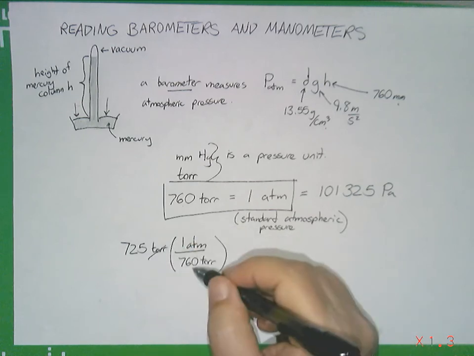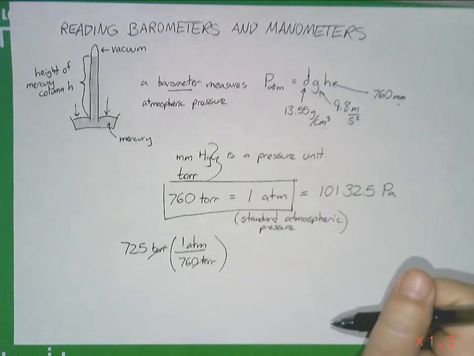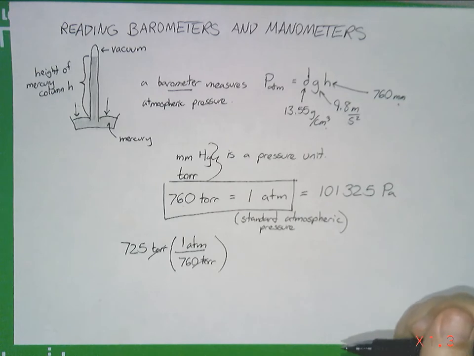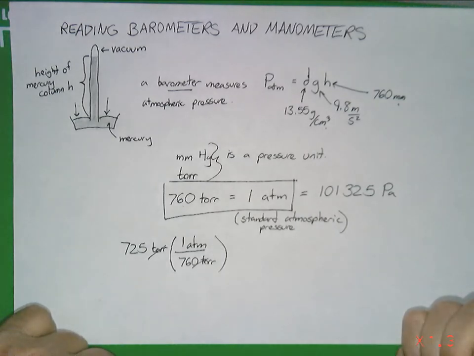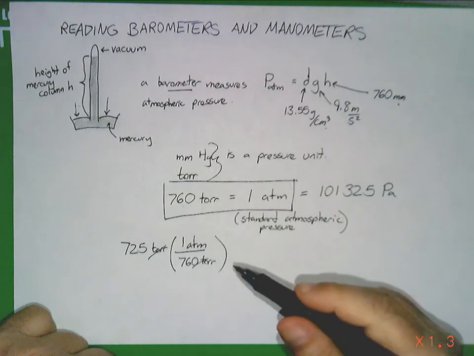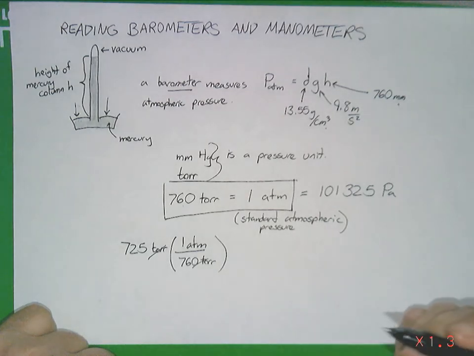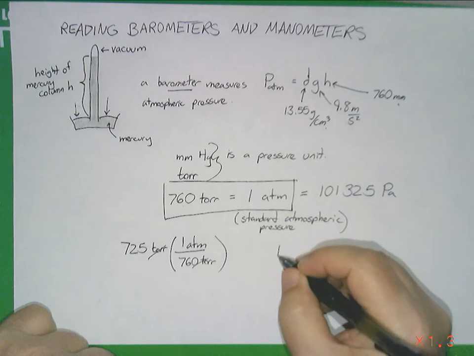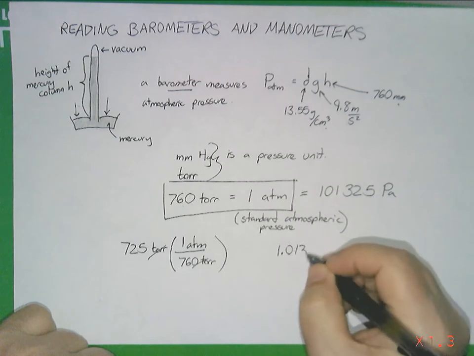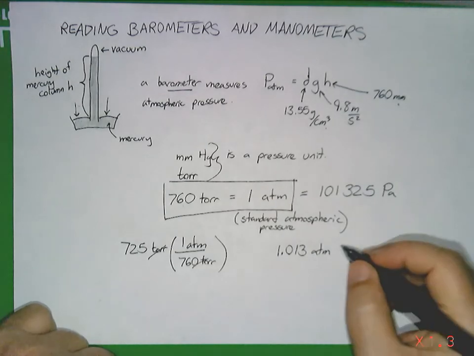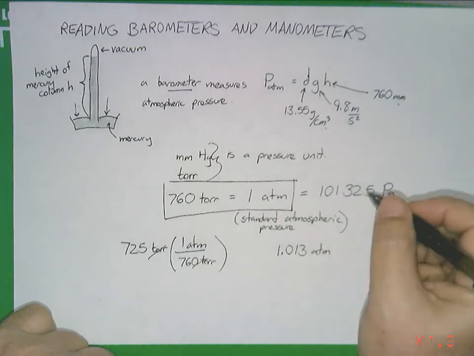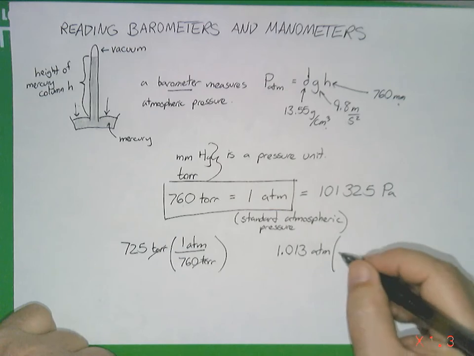It's just a unit conversion, and I'm using this as a conversion factor. And you've got to do that with one of the problems on the worksheet. That will get it to atmospheres. If I wanted to convert atmospheres into torr, say I had 1.013 atmospheres, so a little higher than normal atmospheric pressure, and I wanted to write that in pascals, I could use this as a conversion factor.